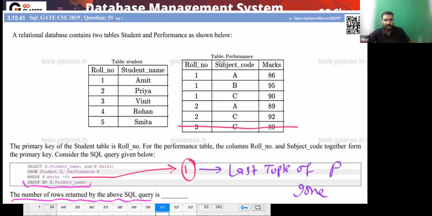Actually, you should remove it in the cross product. So how many tuples will be removed? Total 5 tuples will be removed, because for each of them this tuple will be gone: this tuple, this tuple, this tuple, this tuple, this tuple. So actually 5 tuples will be gone.